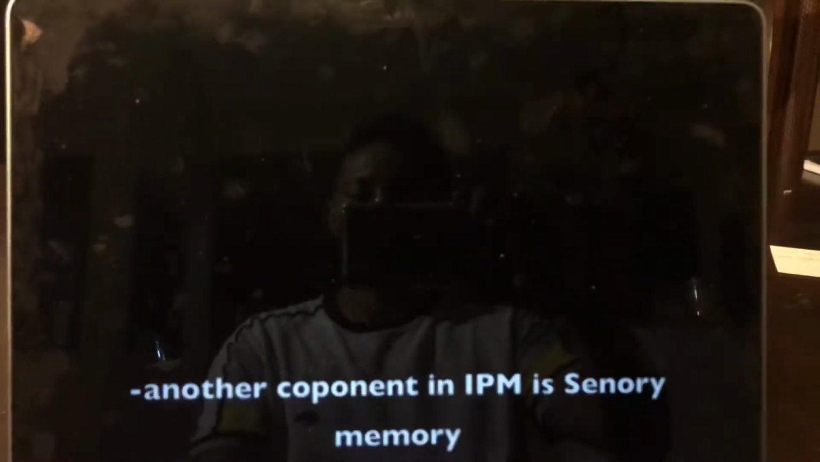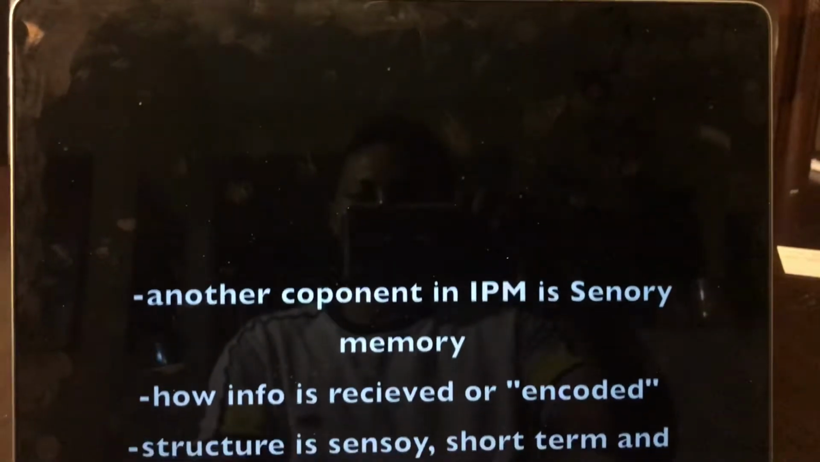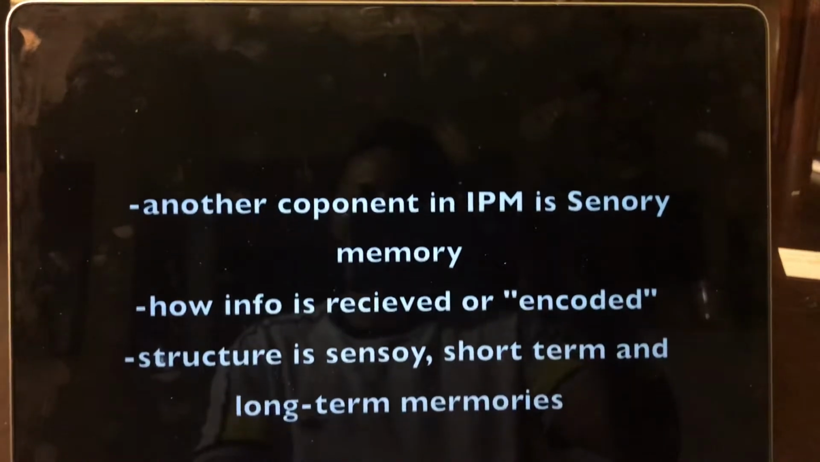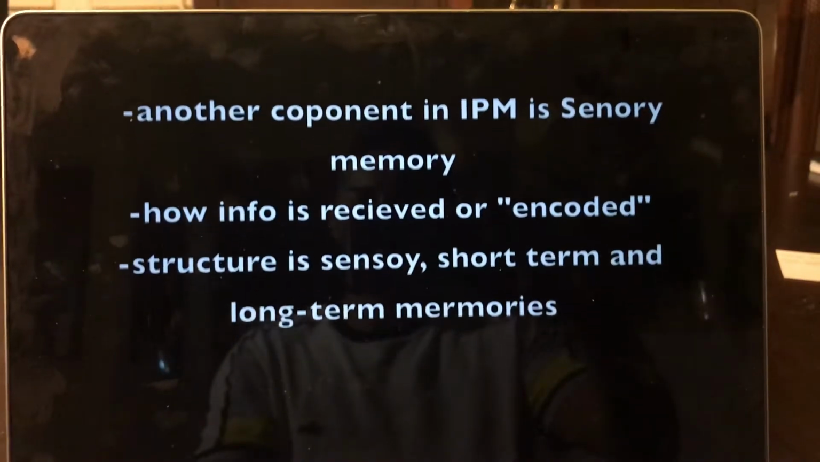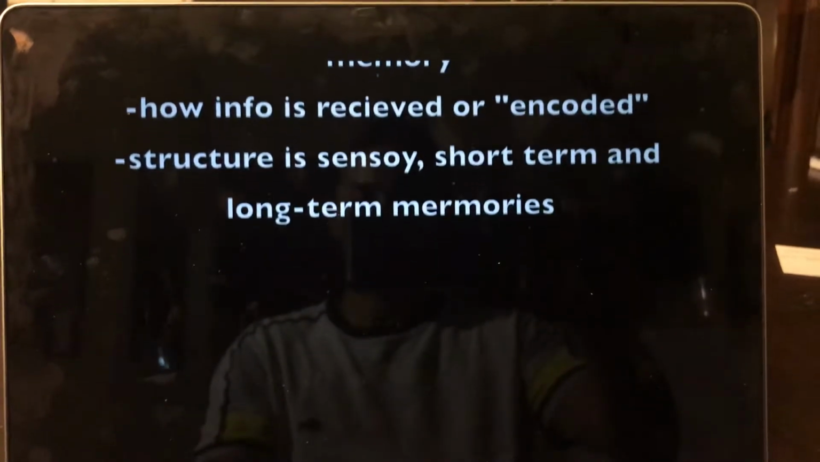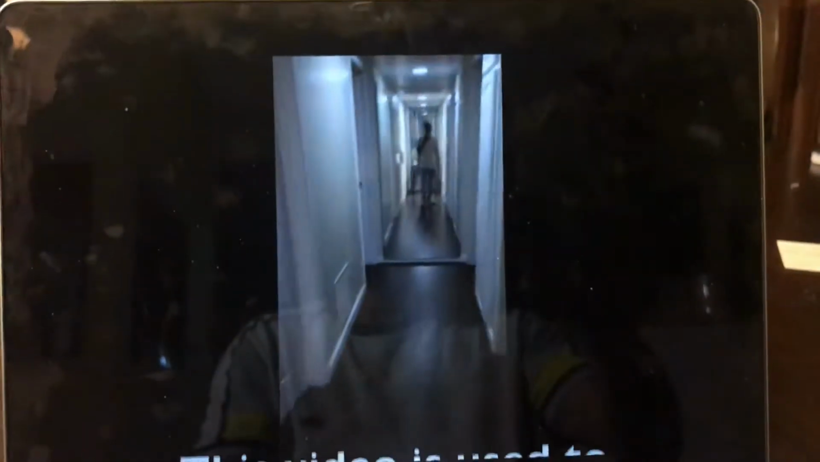Another component to the IPM is the structure of how info is received or encoded into our memories. The structure is sensory memory, short-term memory, and long-term memory, which will be covered next.